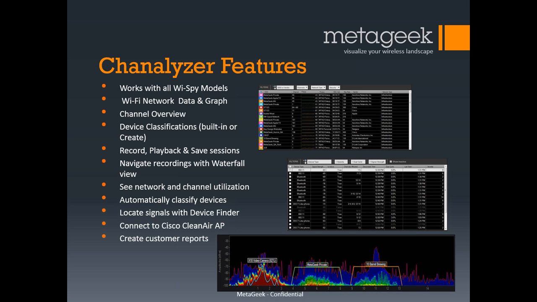You can also filter by device name if you're in a busy area and you have a ton of Cisco APs, for example, and you just want to look at them. You type Cisco into the filter and it'll bring just those up. So some really nice filtering features with seeing the APs in your area.